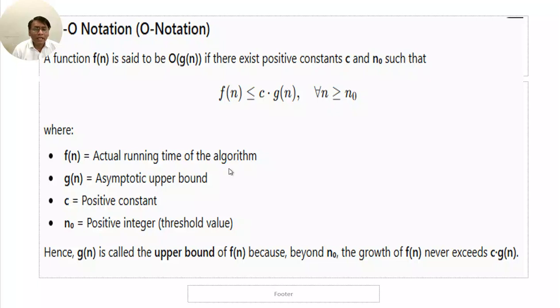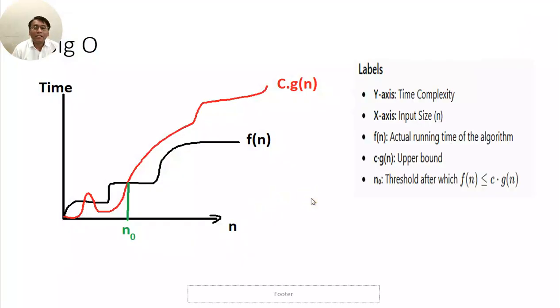g(n) is called the upper bound of f(n) because beyond n0 the growth of f(n) never exceeds c times g(n). This diagram represents the big O notation. The time complexity of f(n) never exceeds c times g(n) for all n greater than or equal to n0, and n0 is nothing but the threshold.